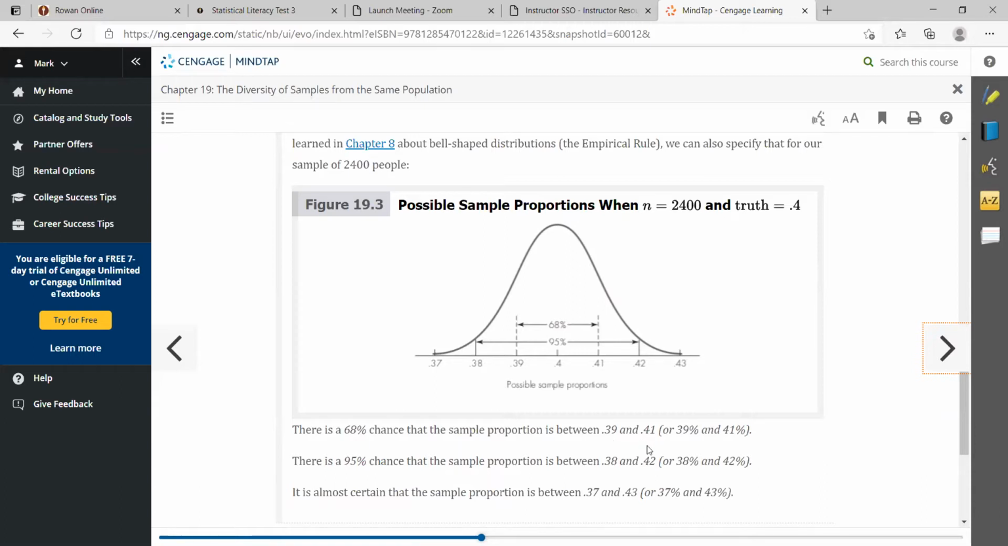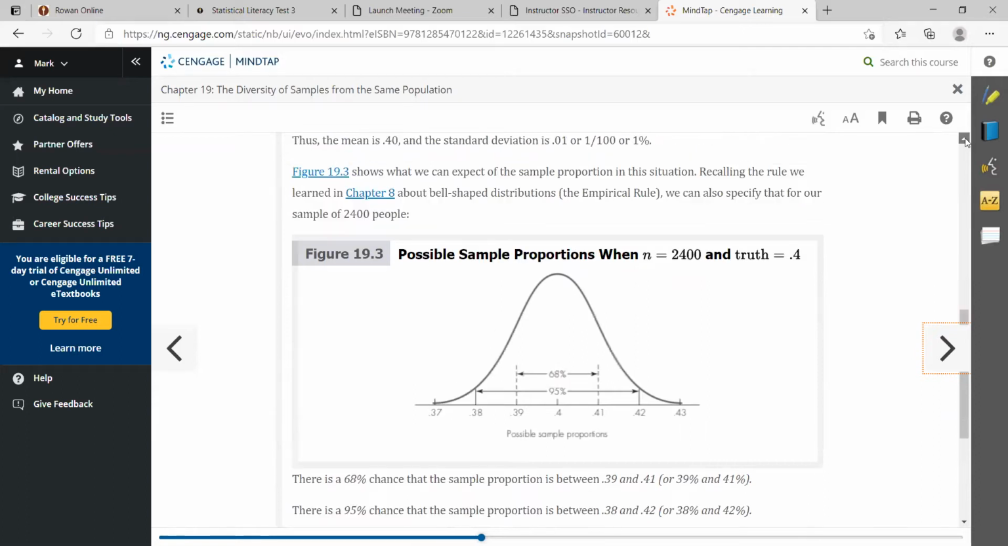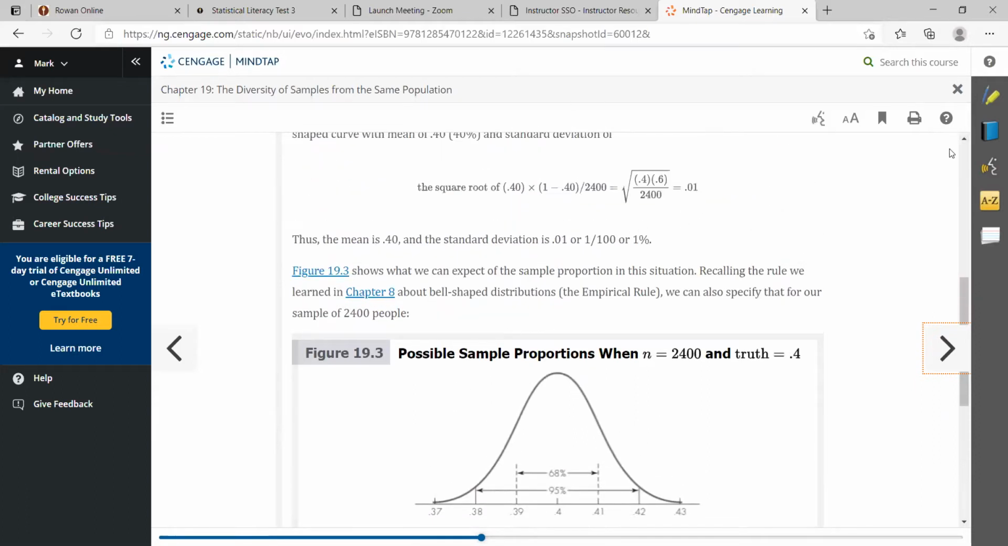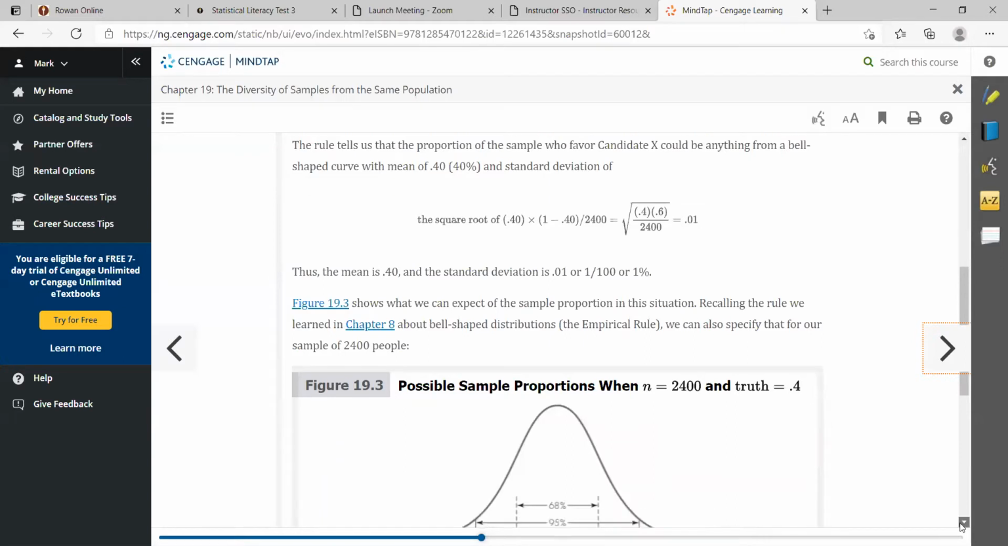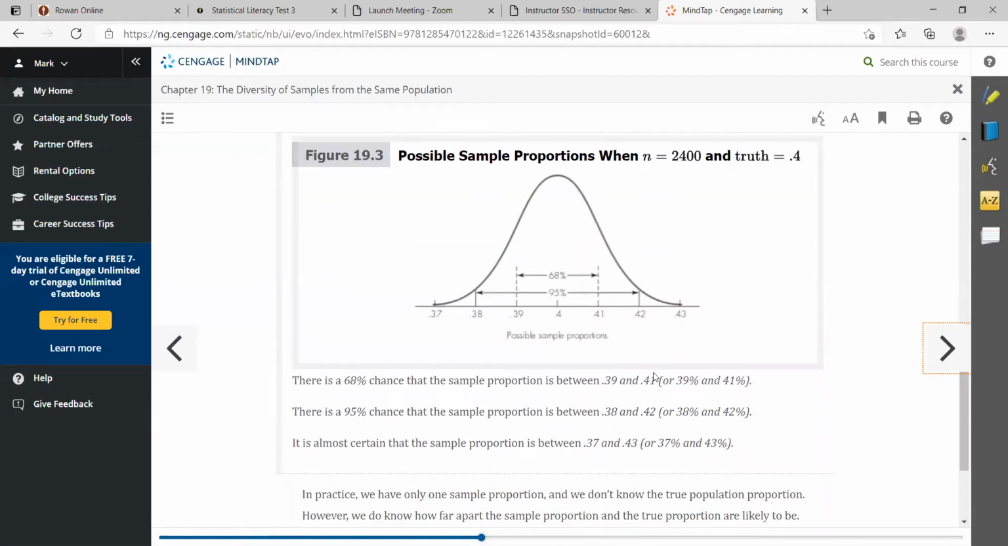Now, how did we get that? Well, since the standard deviation is 0.01, and the empirical rule, which we had learned, says the following: if you have a bell-shaped curve, the middle 68% of all of the data will be within 1 standard deviation of the mean. Now, what's the mean in this case? The average is 0.4.